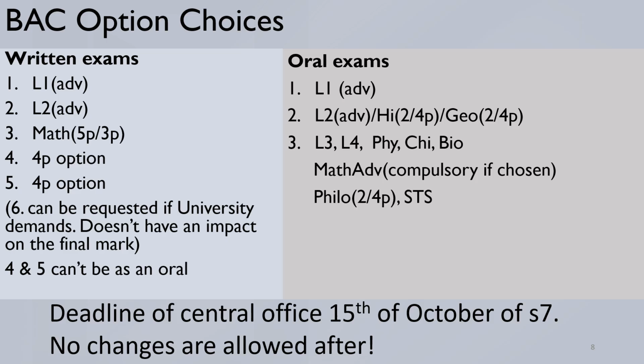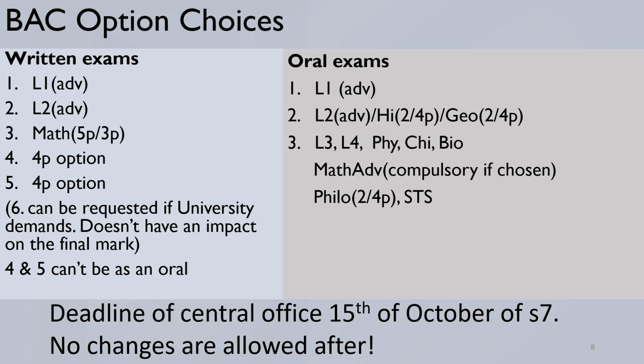The written exams take place at the beginning of June, and you will complete L1 at the advanced level if you have chosen an advanced course, L2, also advanced if chosen, mathematics, and 2 of your 4-period courses. You may also take an additional written exam, but only if required by the university. This is usually the case if you wish to study medicine in certain countries, where universities might require written exams in biology, chemistry, and physics.